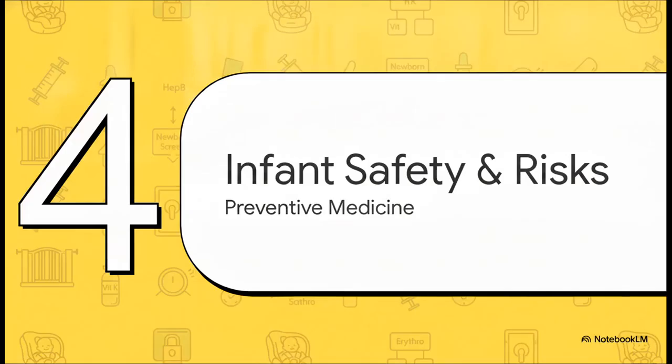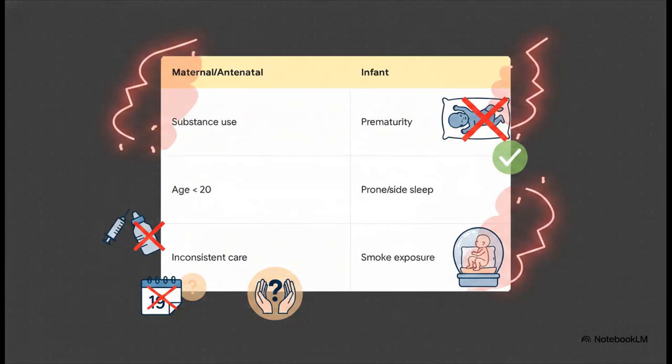That brings us to Section 4, Infant Safety and Risks. We're pivoting heavily into preventative medicine and safety risk assessments, which are massive, high-yield topics on Step 2. Sudden infant death syndrome is the absolute leading cause of mortality in this age group. It's crucial to know that smoke exposure heavily impairs an infant's vital arousal responses.